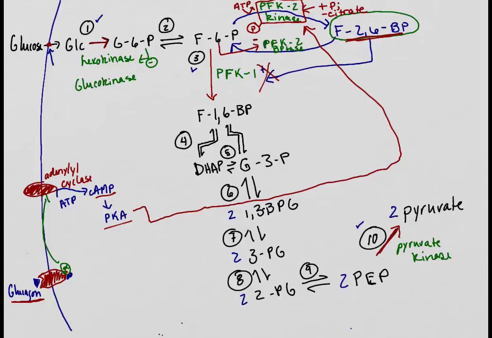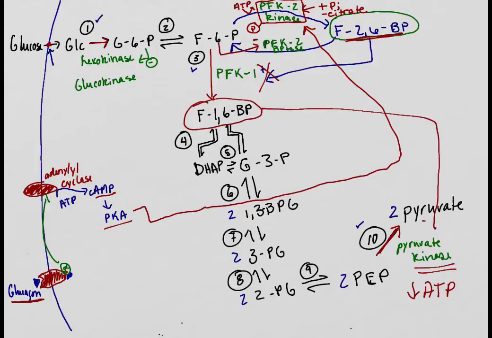Do note that pyruvate kinase is also regulated. So pyruvate kinase can be downregulated by ATP. So ATP is an allosteric downregulator, allosteric inhibitor. It can be upregulated by fructose 6-phosphate, or fructose 1,6-bisphosphate. So fructose 1,6-bisphosphate can be a feed-forward activator of pyruvate kinase.